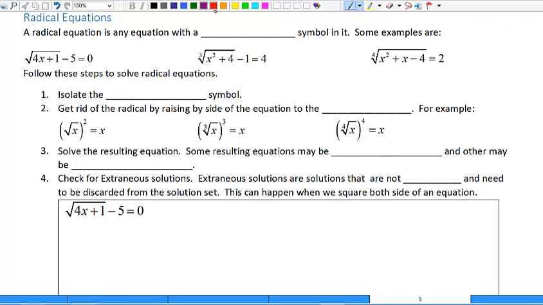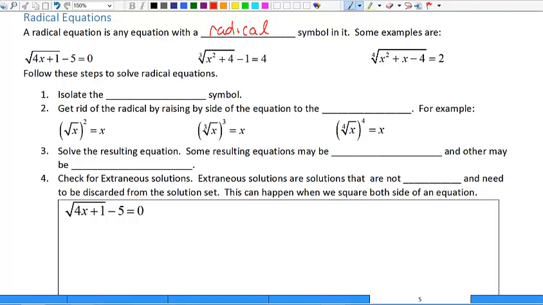The next topic we are talking about today is radical equations. A radical equation is any equation with a radical symbol in it. So some examples are below. So the square root, or the cube root, or the fourth root, with an equal sign, it makes it a radical, and the equal sign makes an equation. Okay, so that's a radical equation.